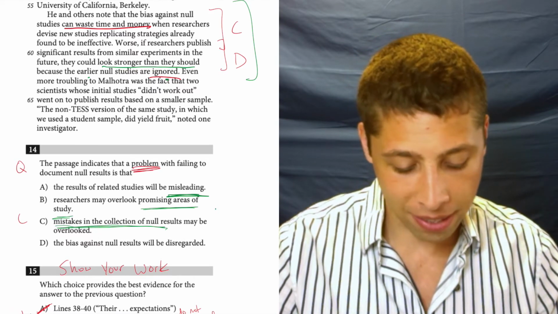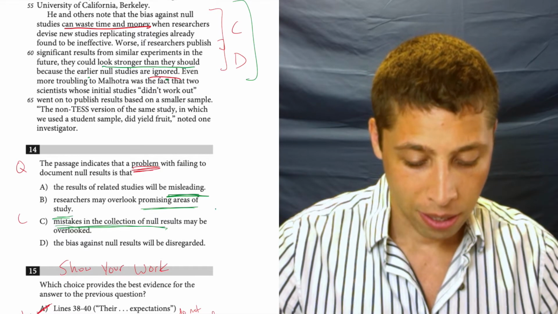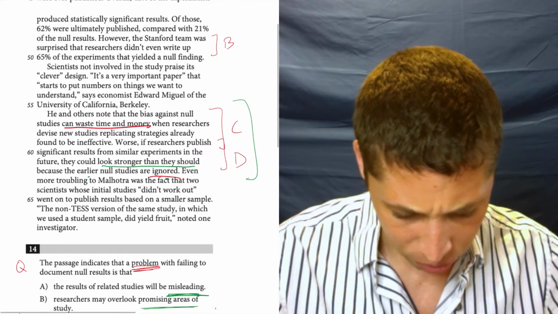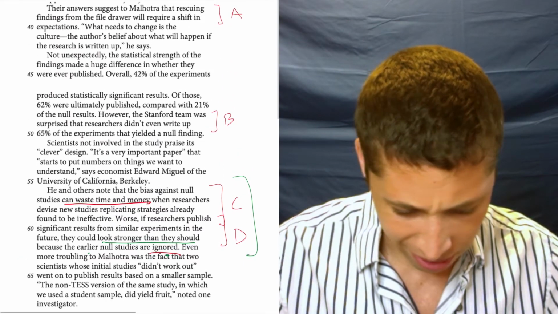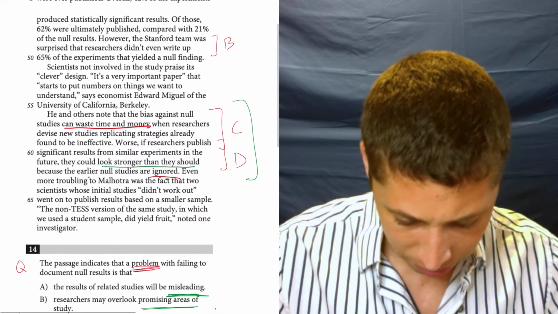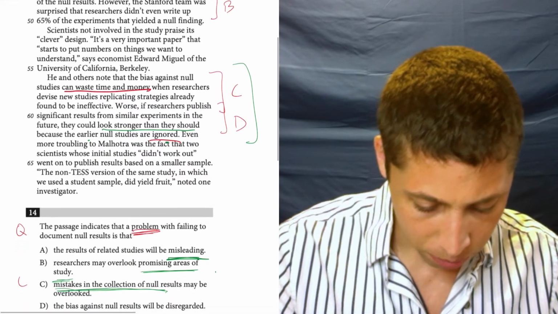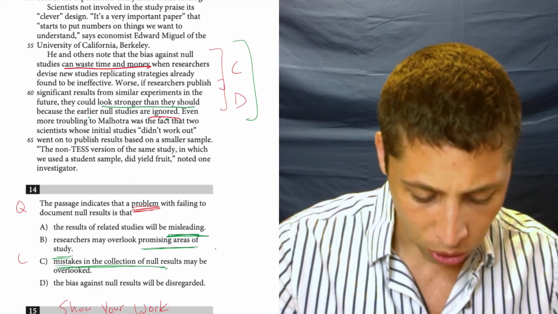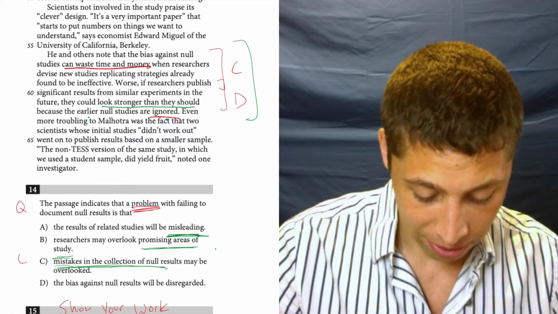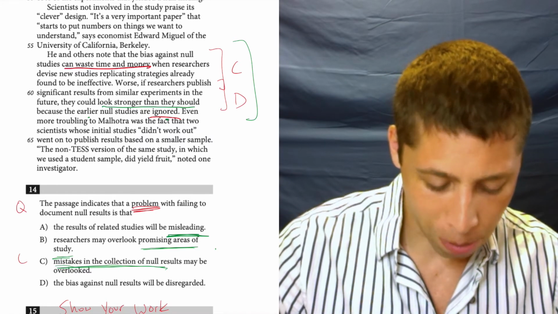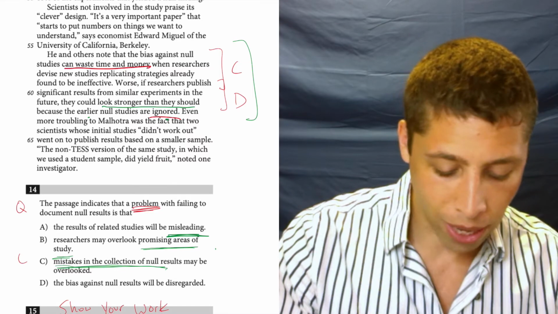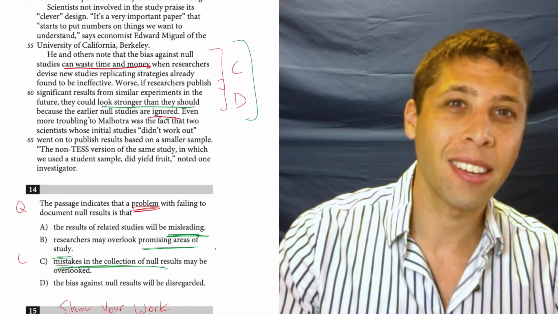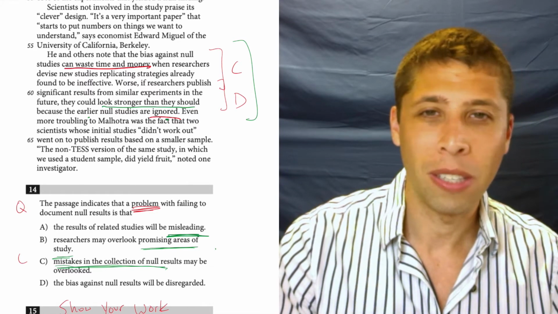Let's look at D. The bias against null results will be disregarded. Well, they did talk about bias somewhere. I think that was in choice B or A. Where did I see the word bias? I thought I saw it. But point is, the bias against null results will be disregarded. It's a lot of double negatives. So a problem with failing to write down these experiments is that the bias against them will be disregarded.